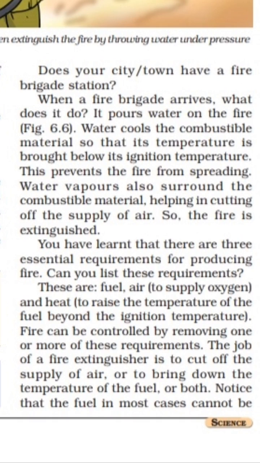You have learned that there are 3 essential requirements for producing fire, and can you list these requirements? From all these activities we learn that for combustion, for fire, 3 things are required. These are fuel, air to supply oxygen, and heat to raise the temperature of the fuel beyond the ignition temperature. In simple language, fuel means combustible material.